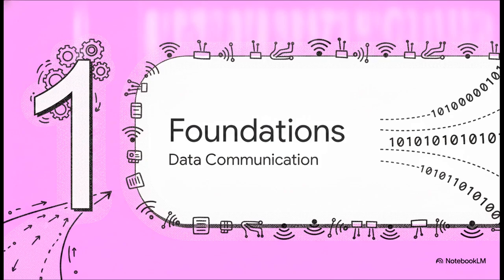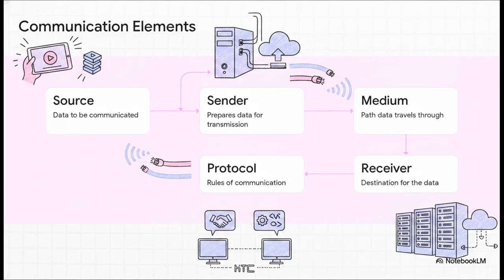Section 1. Foundations of data communication. Okay, so there are 5 core elements required for absolutely any data communication to happen. Let's use the process of uploading a video as our example here. First up, you have the source. That's the actual video file sitting on my computer. Second is the sender, my computer itself, which is preparing that data. Third, the medium. These are the actual internet cables and Wi-Fi waves the data is traveling through. Fourth, the receiver, the giant servers hosting the platform. And finally, the 5th element, the protocol.